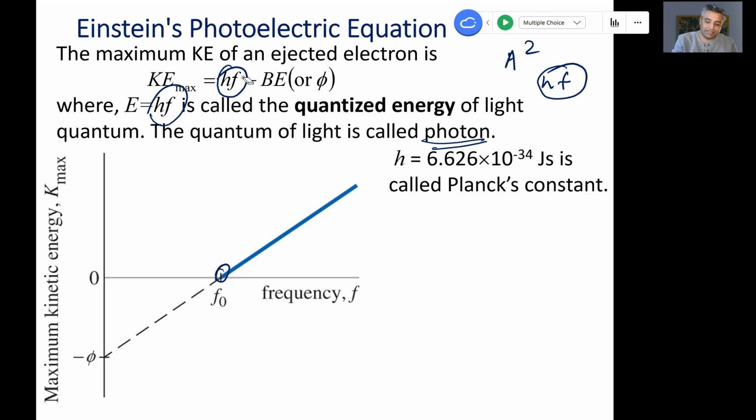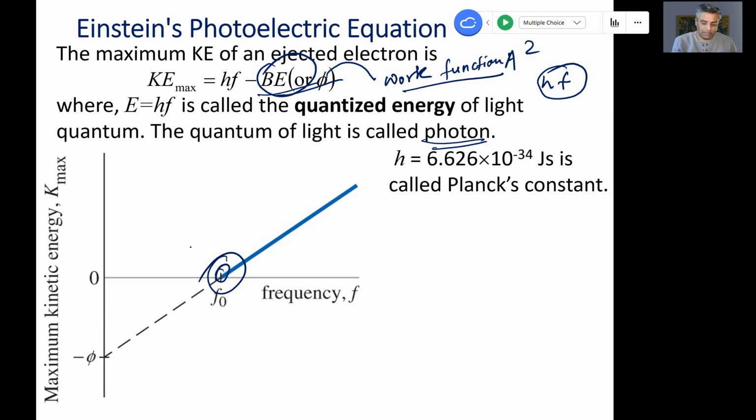So that's what this equation is telling us. So there is this binding energy. Sometimes that is also known as the work function for that metallic surface, okay? Work function. So the minimum energy required is this. And if that frequency happens to be f0, then that's going to be equal to h times f0.